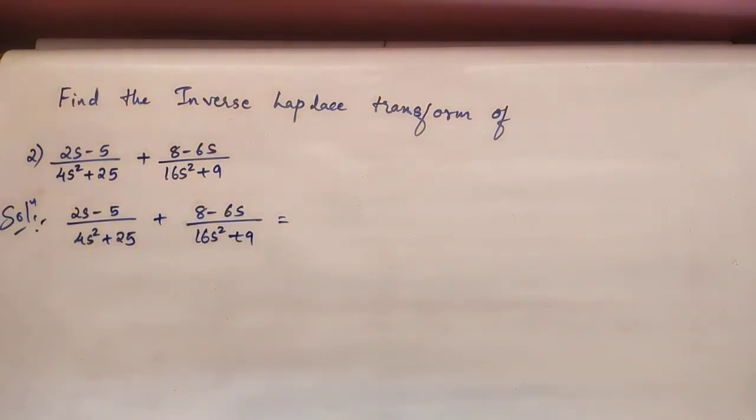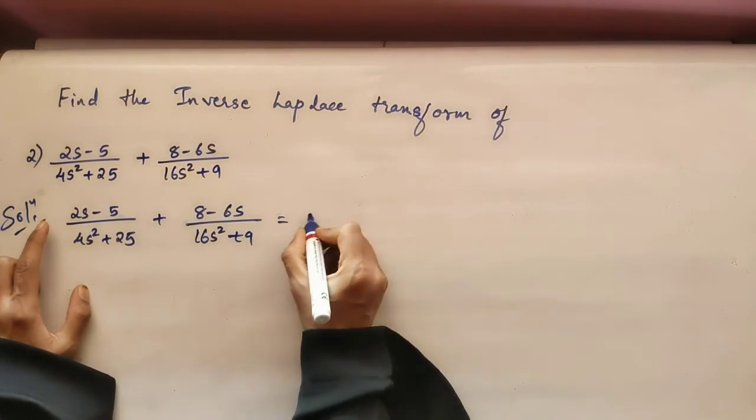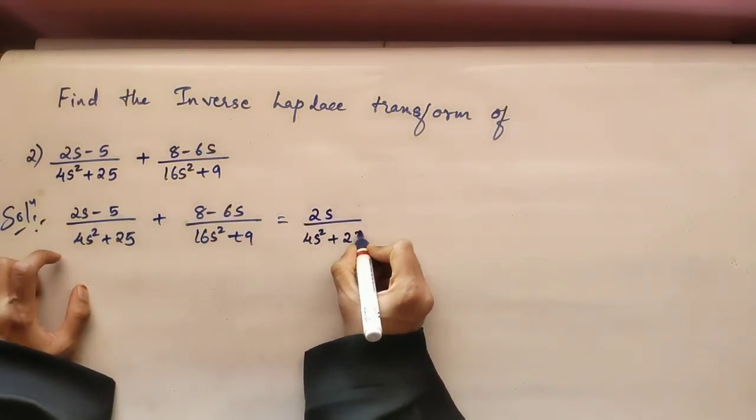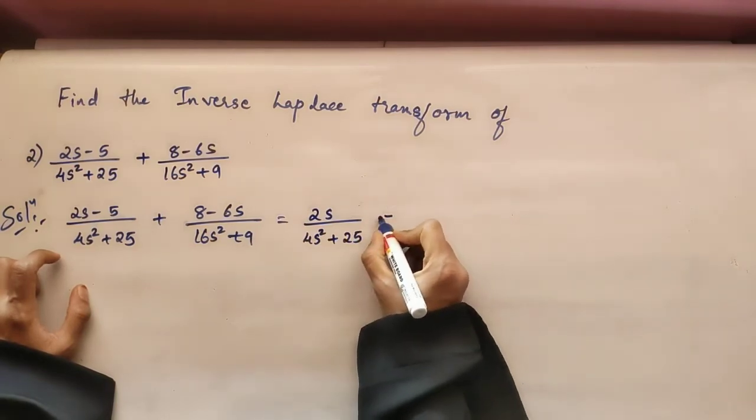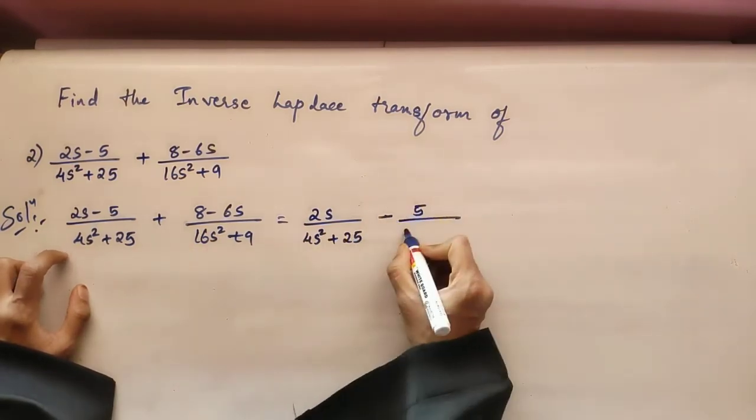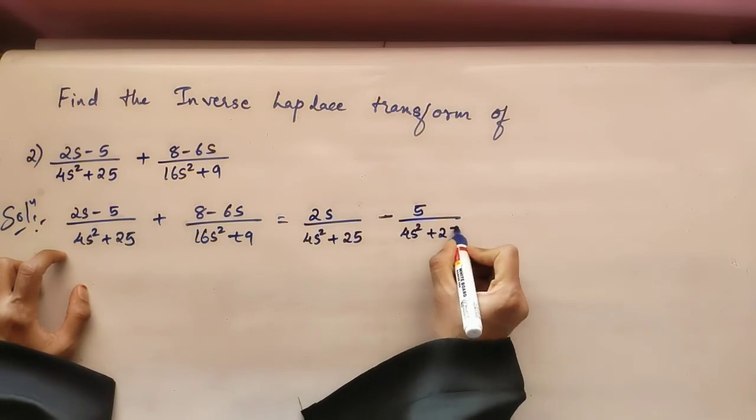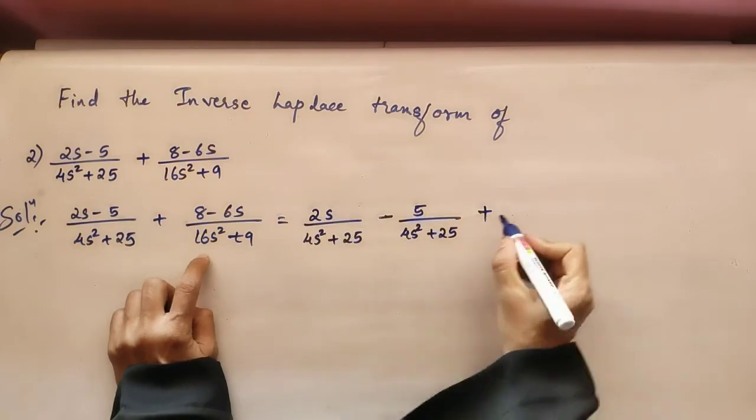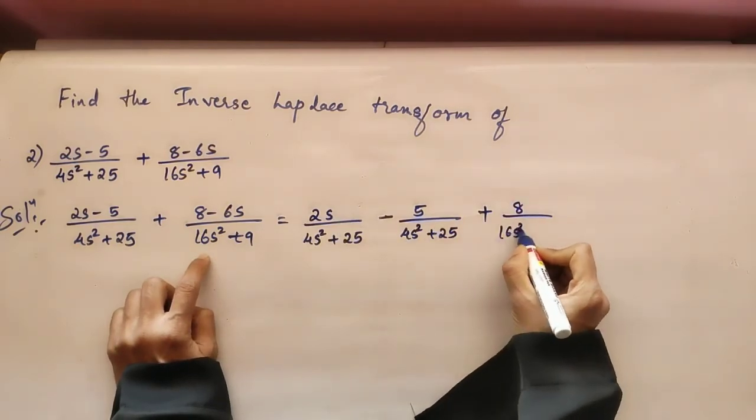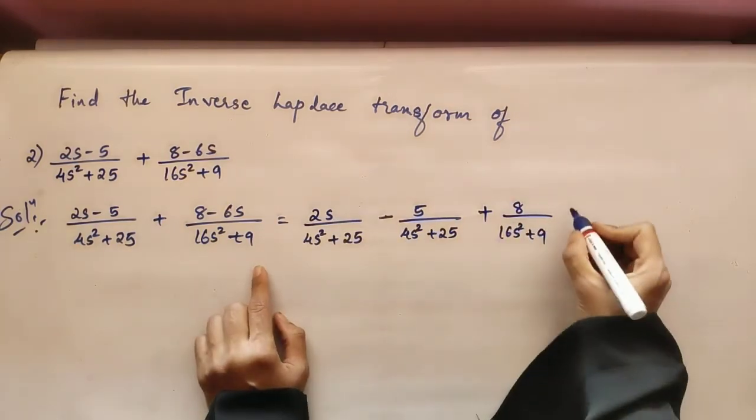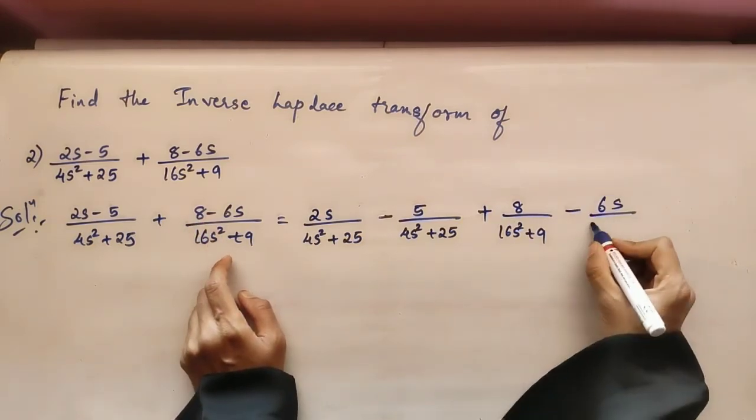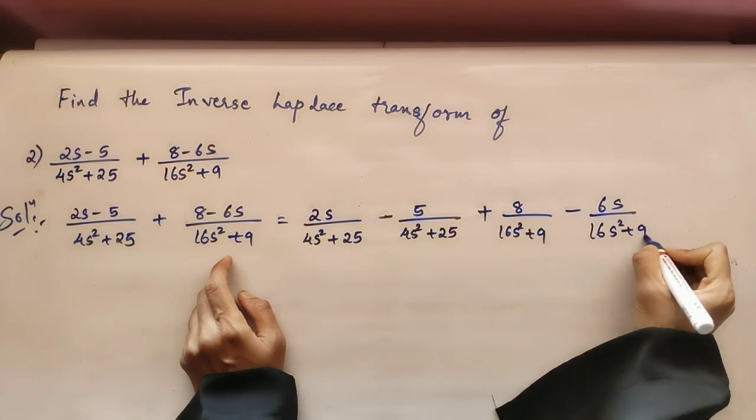All you need to do, like in the previous case, is separate all the terms so that you can write the first one as 2s divided by the same denominator, minus 5 divided by the same denominator, 4s square plus 25, plus 8 divided by 16s square plus 9, minus into plus, it will be minus 6s divided by 16s square plus 9.